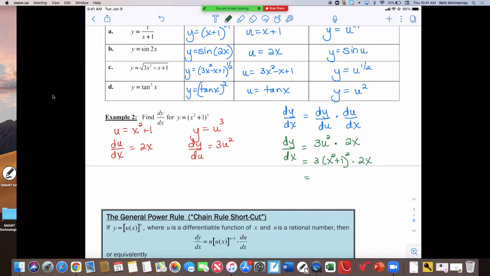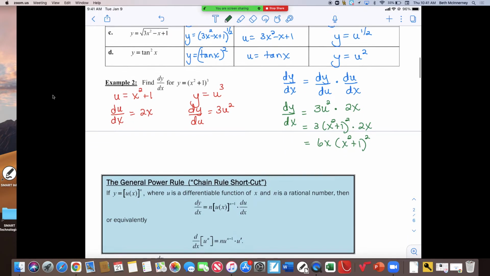So I can multiply the 3 and the 2x because they're outside of the parenthesis. And I would get a final answer of 6x times the quantity x squared plus 1 squared. Now, sometimes you will be required to use this technique. They'll do some things to you where you're forced to use this.